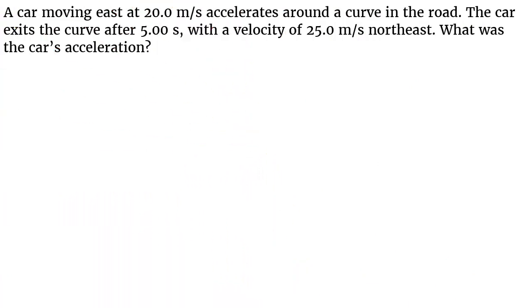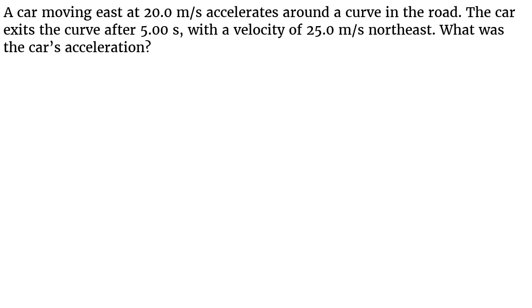Now let's look at one final example. Suppose a car is moving east at 20 meters per second. It accelerates around a curve in the road. The car exits the curve after 5 seconds with a velocity of 25 meters per second northeast. What was the car's acceleration?